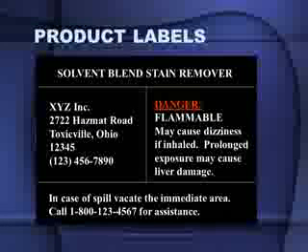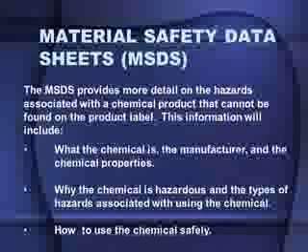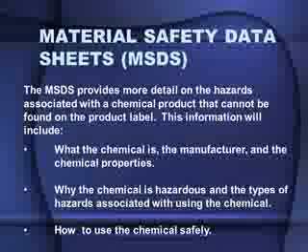Product labels are required by federal law on any product that contains hazardous ingredients. They have to list who manufactured the product, what the dangers are, and who to call in case of a spill or in case of exposure. A material safety data sheet goes into much more detail than the label itself. The material safety data sheet will include what the chemical is, the manufacturer, the chemical properties, why it's hazardous, the type of hazard associated with using the chemical, and how to use the chemical safely.